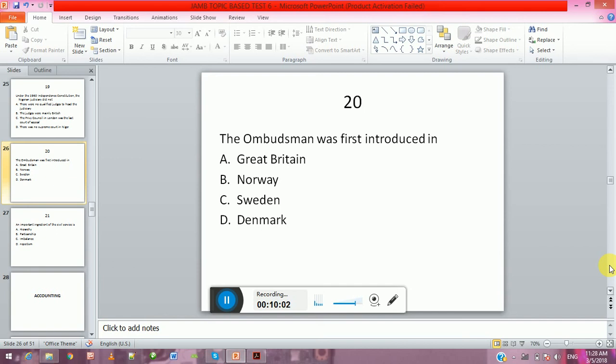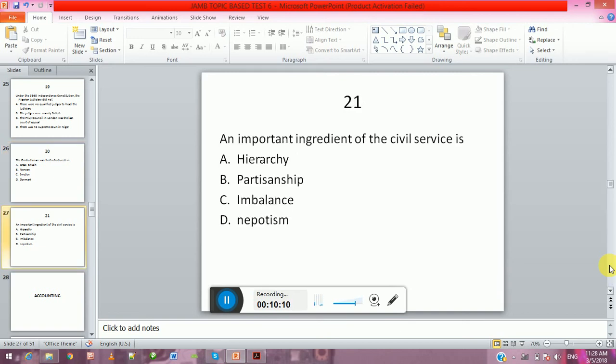The ombudsman was first introduced in A. Great Britain, B. Norway, C. Sweden, D. Denmark. An important ingredient of the civil service is A. Hierarchy, B. Partisanship, C. Imbalance, D. Nepotism.